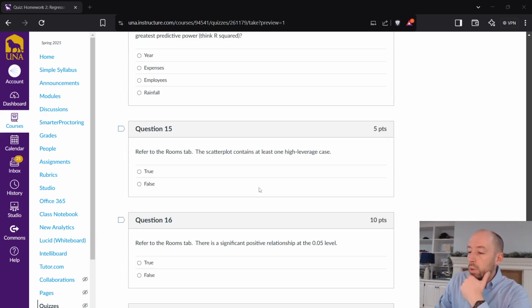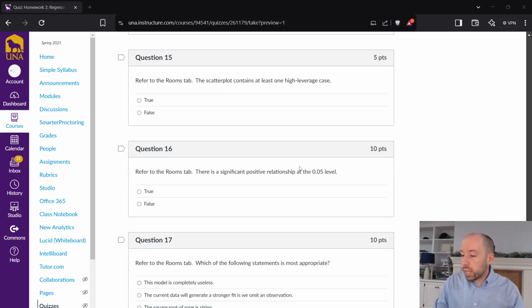Refer to the Rooms tab. The scatter plot contains at least one high leverage case. We're looking for an observation that is far away from the other data in such a manner that it might have a lot of influence on the OLS regression slope. This is essentially the multivariate version of a statistical outlier.